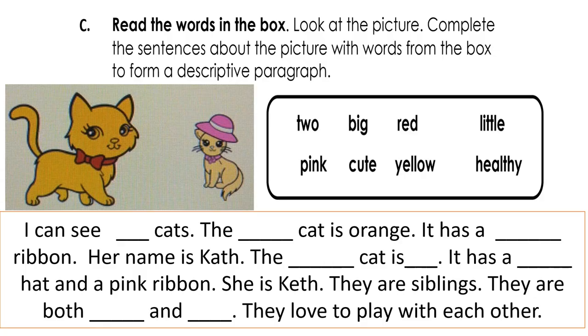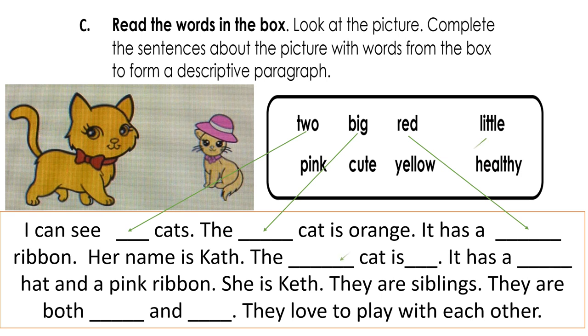So this is the picture. We have two pictures here of different colors. These are the words. You're going to use them to answer. Let's answer this. I can see two cats. The big cat is orange. It has, what's the color of the ribbon? It's red. Her name is Cat.